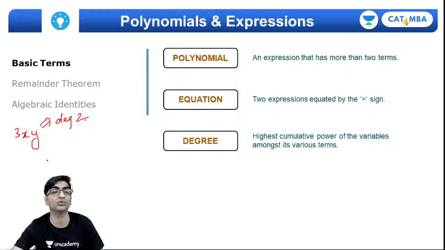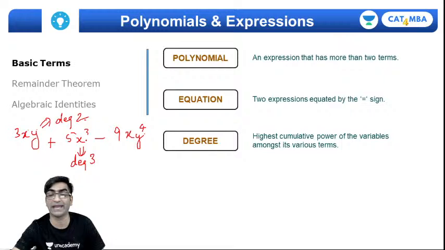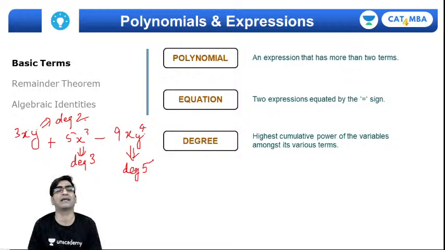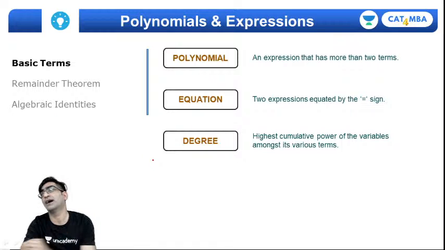But to this term, if I add 5x cube minus 9xy to the power 4, then I'll know this has a degree of 3 because of x cube. But this one, adding the powers of x and y, is a degree 5 term. Now once I've worked with multiple terms, you consider the term that has the highest degree and report that value. So clearly the highest degree amongst all the terms is 5. So that's the degree of this expression. Fairly simple, isn't it? But why is the degree useful? Well, degree actually puts an upper cap on the number of roots that exist. But for that, we'll also need to understand what a root is.